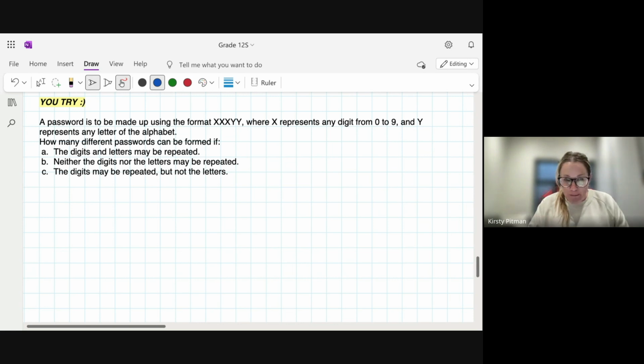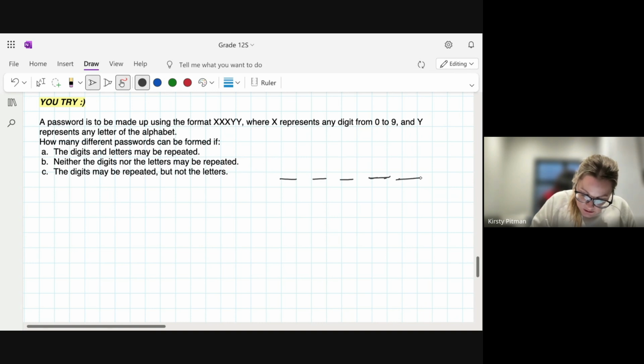Yes, it's 0 to 9, but how many options do I have? I have 10 options. So if I've got the X's, there are 3 spaces for the X's and 2 spaces for the Y. So X1, X2, X3, Y1, and Y2. For A, I'm allowed to repeat them. I can do whatever I want. So for A, 0 to 9, I have 10 options. But for X2, I'm allowed to repeat them again. So 0 to 9, I have 10 options. 0 to 9, I have 10 options.